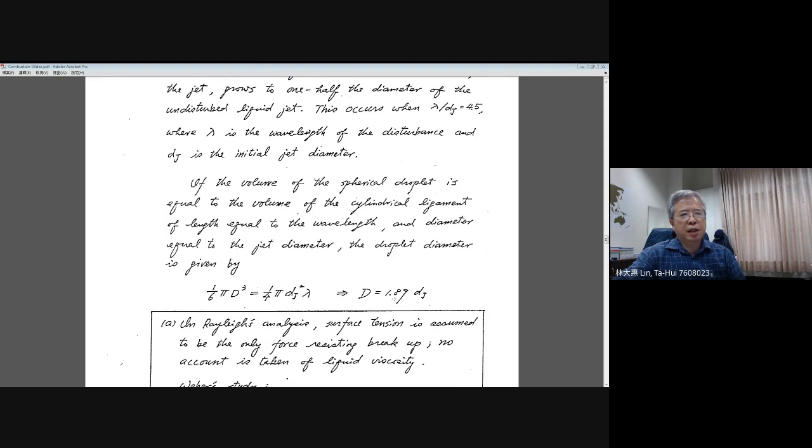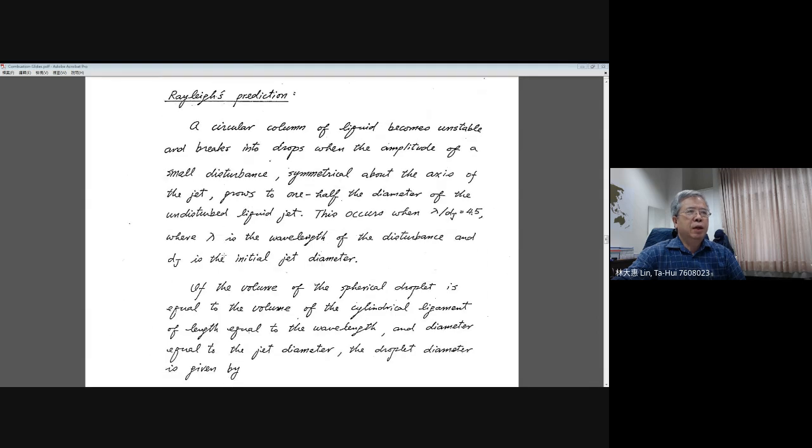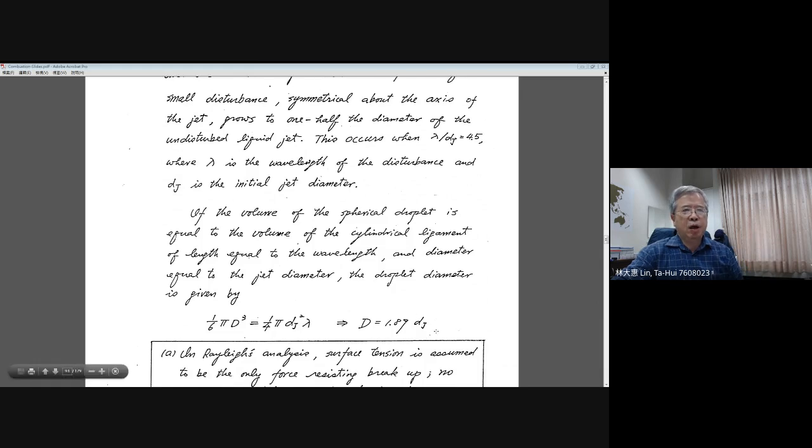The droplet size is equal to 1.89 dj. This is predicted by Rayleigh theory, based on the instability of the jet by capillary effect. They say the volume of the spherical drop is equal to the volume of a cylindrical ligament with the length equal to the wavelength, the length of the broken liquid column, and the diameter equal to the jet diameter. Then they estimate the droplet size equal to 1.89 times the diameter of the initial jet.